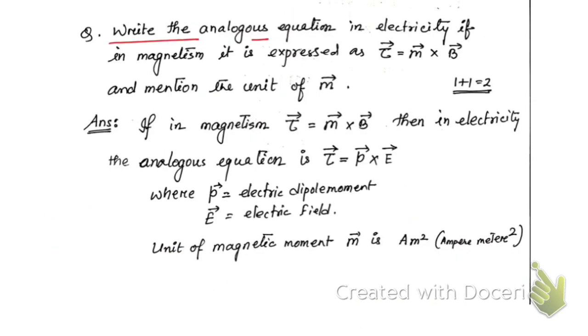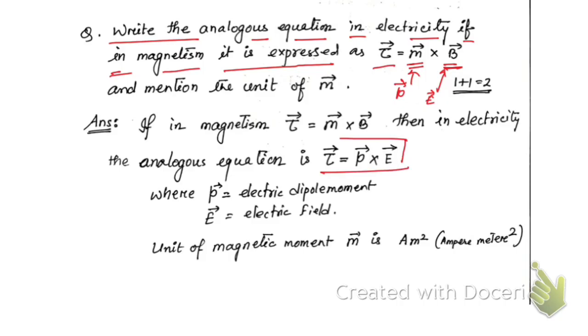Write the analog equation in electricity if in magnetism it is expressed as tau, that means torque, equals M cross B. Here M is the magnetic moment and B is the magnetic field. So in electricity this magnetic field will be replaced by electric field and magnetic moment will be replaced by electric dipole moment P. So that's why the required equation is this. And the unit of this magnetic moment is ampere meter square. This is the unit. Now let me answer the next question.